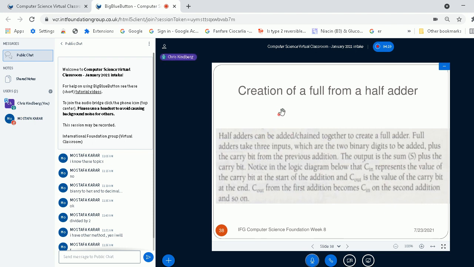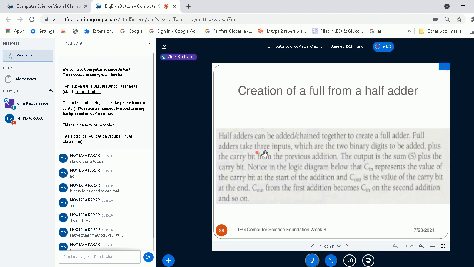A little note about the creation of a full adder from a half adder, the construction. If I've got 10 half adders, I can join them all together. So I can chain them together. So one half adder is going to output a carry bit to the next half adder, and so on and so on.